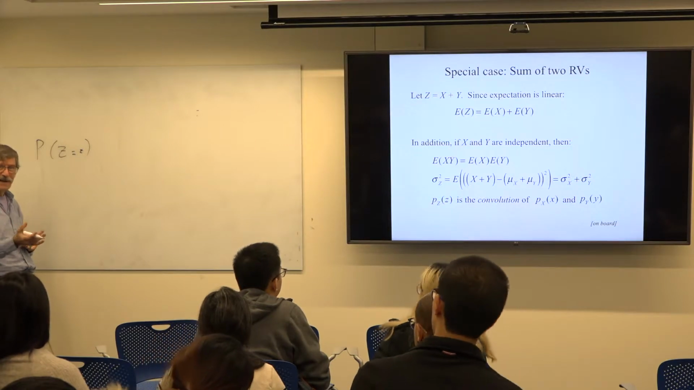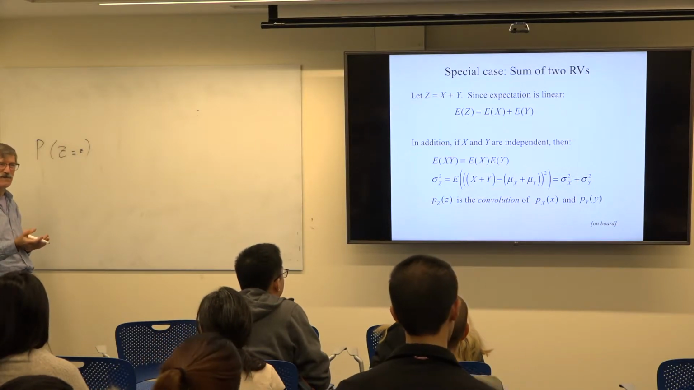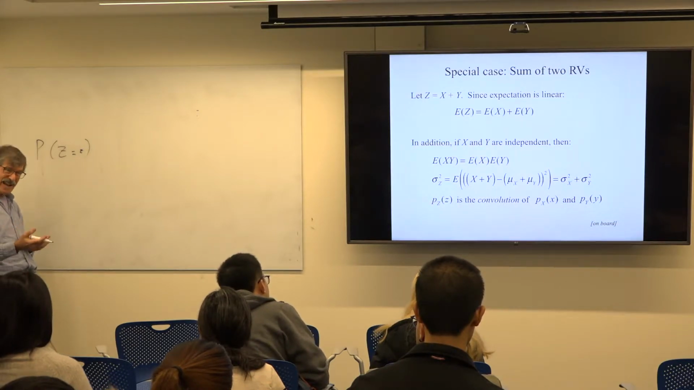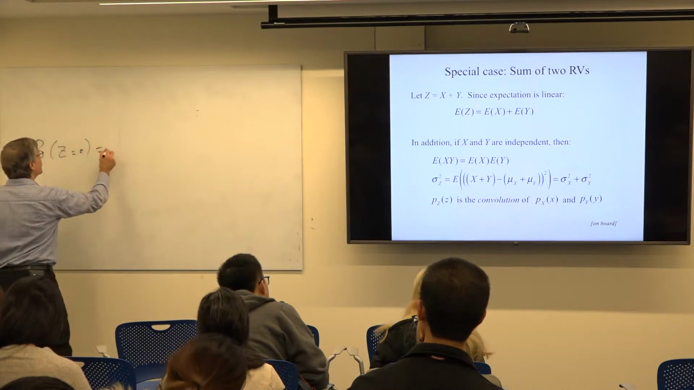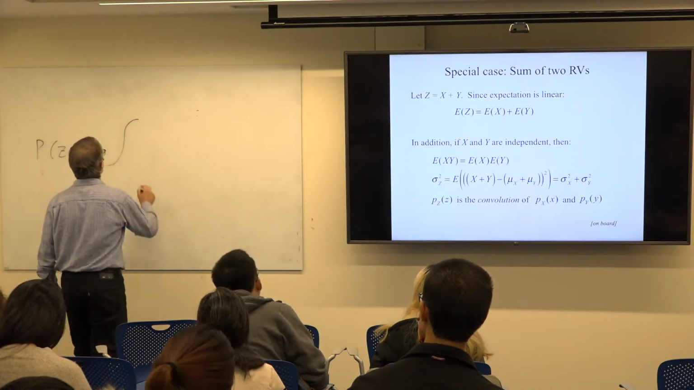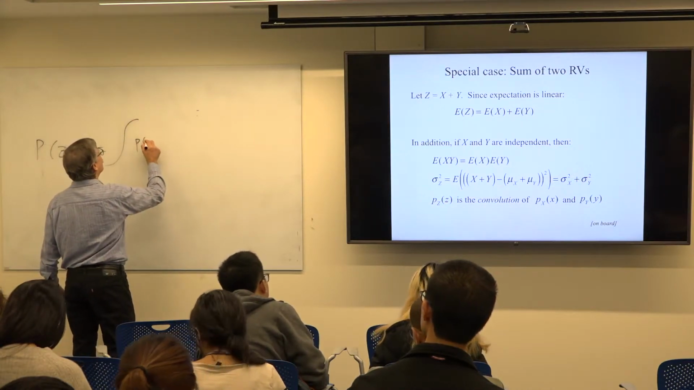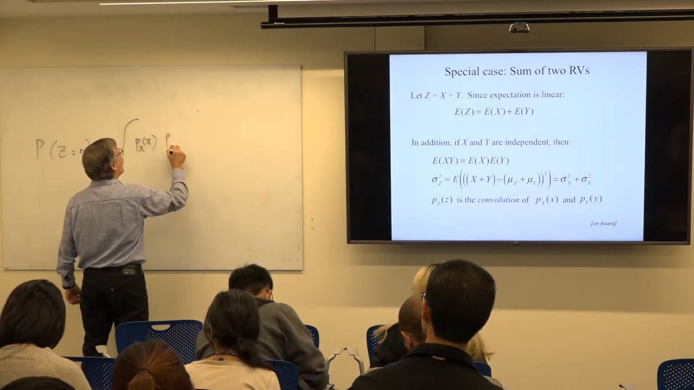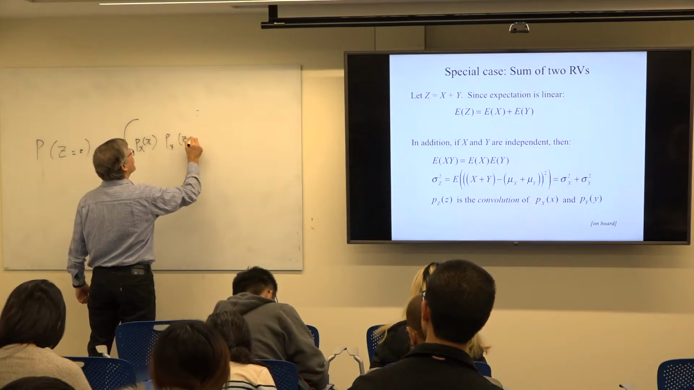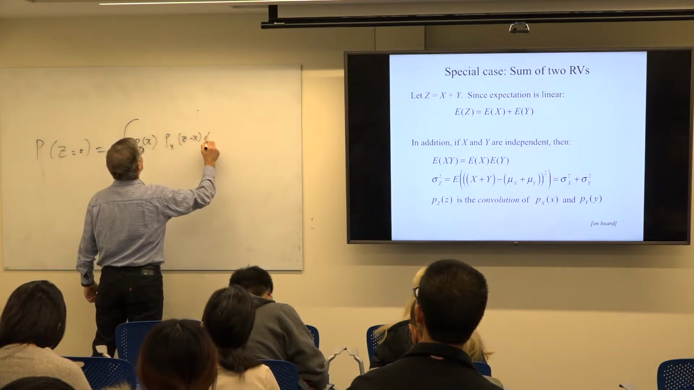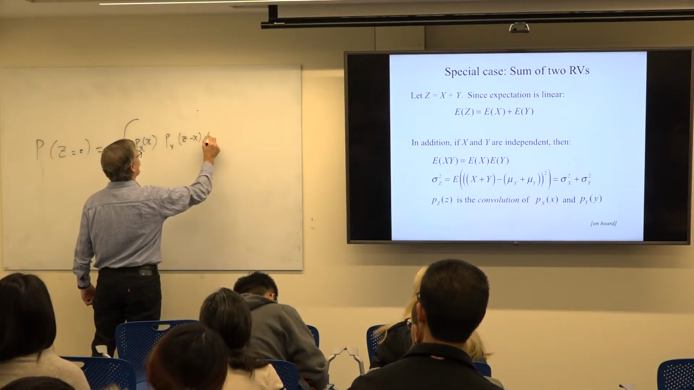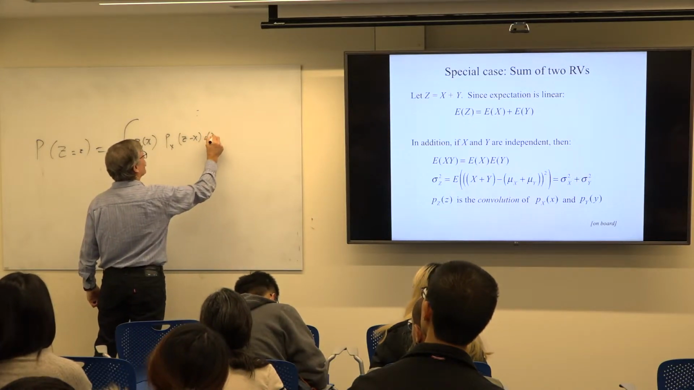Remember the roll of the dice? How did you get 7? You got 1 plus 6, 2 plus 5, 3 plus 4. This is the same thing, just in continuous math. So in continuous math we can't just add them, we have to integrate them. So it is the integral of p of x, px of x, py of z minus x, dx. I used the value of x. That's kind of ugly, but that'll work.